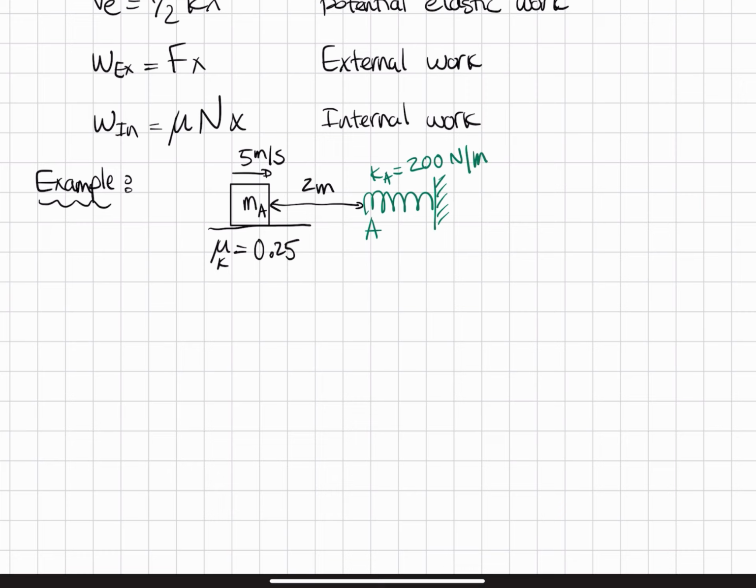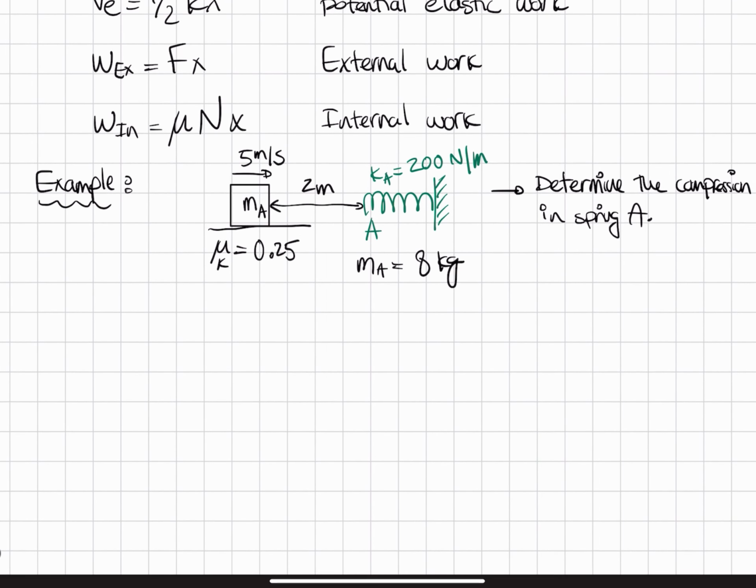It comes into contact with spring A, compresses spring A, and what we want to find out is the compression in the spring. So determine the compression in spring A. So that's really the whole gist of the problem. By the way, MA here is 8 kilograms.